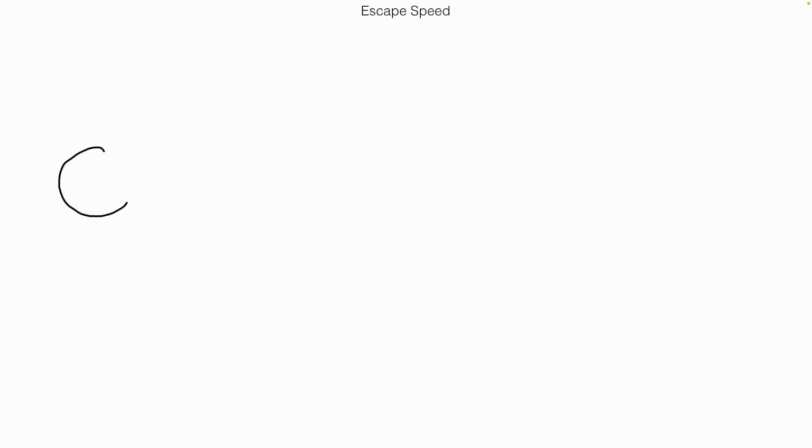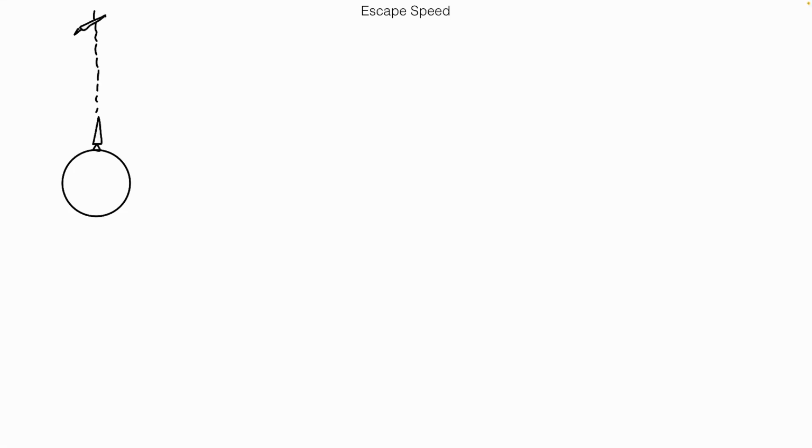So we need a picture. There's the Earth. Here's our rocket ship, which when I draw them always look like carrots. And then we want to get far enough up here with our rocket ship so that we will no longer come back.